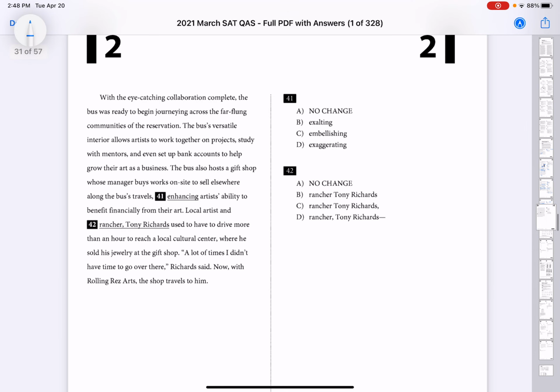All right, 41. With the eye-catching collaboration complete, the bus was ready to begin journeying across the far-flung communities of the reservation. The bus's versatile interior allows artists to work together on projects, study with mentors, and even set up bank accounts to help grow their business, art as business. The bus also hosts a gift shop whose manager buys works on site to sell elsewhere along the bus's travels, enhancing artists' ability to benefit financially from their art.